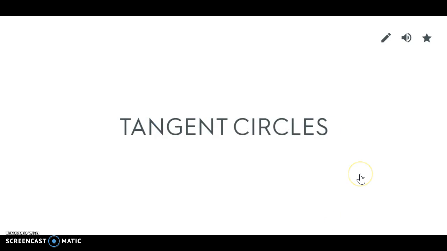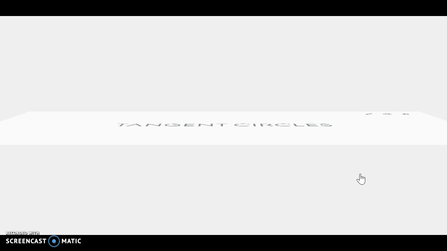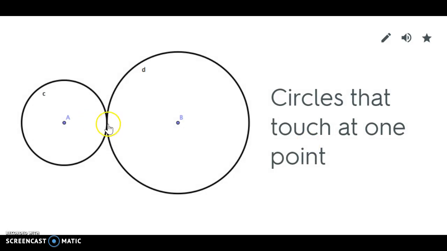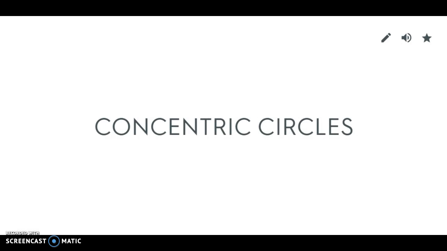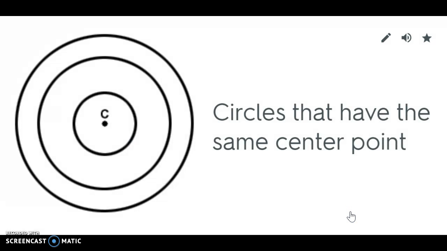Tangent circles, well, tangent is when something touches it once. So tangent circles are circles that touch at 1 point. So here's an example of two circles that touch at 1 point. You could also swing that circle in and they're on the inside of each other, but they still only touch each other at 1 point. Concentric circles. Concentric circles are circles that have the same center. And so concentric circles are like a target.